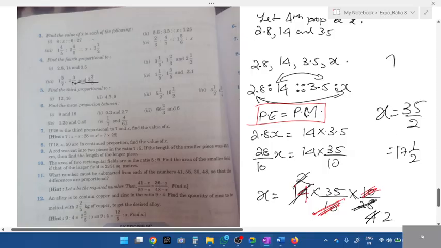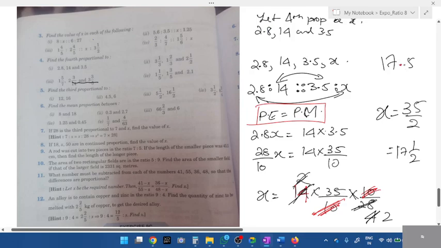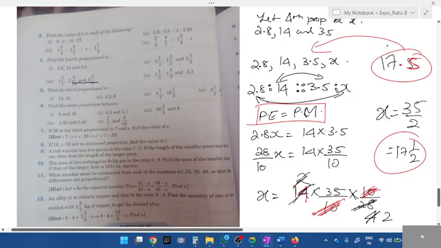Why should we write 17.5? Can someone answer? Why not 17 1 by 2? Can you see the main question? Is a mixed fraction given or a decimal? The main question. Decimal. So even our answer should be in decimal. 17.5 is the answer.